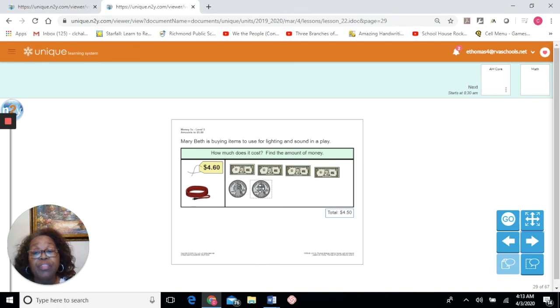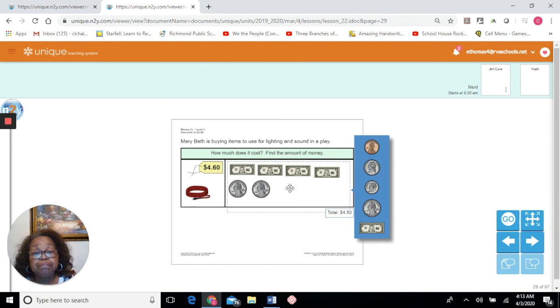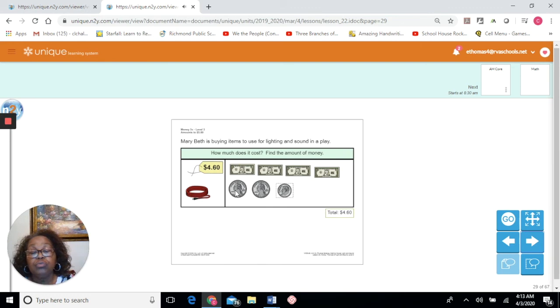If we use another quarter, that will be 75. Too much, can't do it. Let's go back. Let's use a dime. 25, 50, 60. $4.60. 1, 2, 3, 4. 25, 50, 60. Excellent. I am so proud of you. You did a great job. You were able to solve all of the problems that we had today.